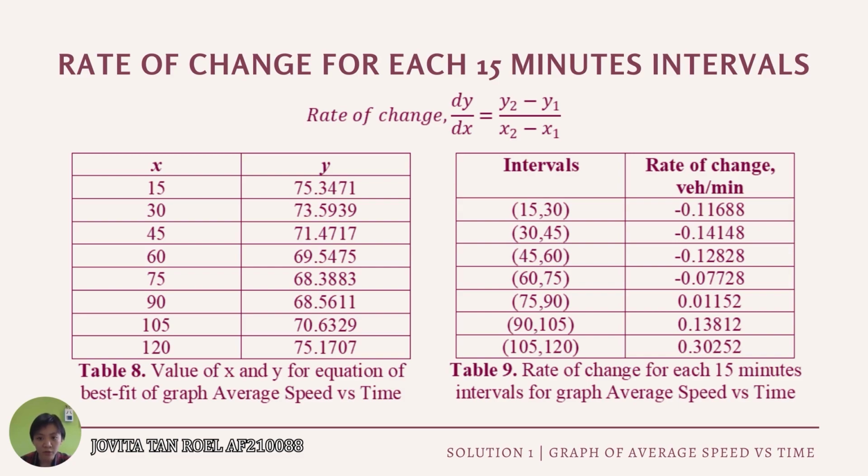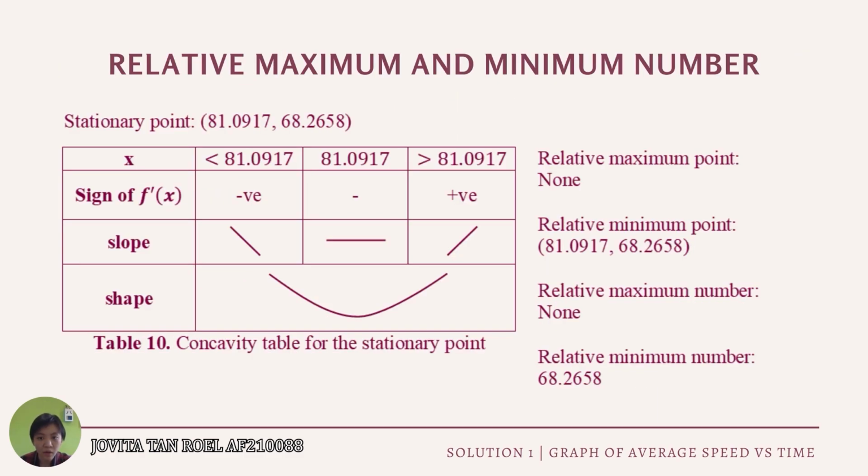Next, we calculate the rate of change of each 15-minute interval, using the same formula of rate of change, and the result is shown in table 9. From the concavity table, the stationary point is a relative minimum point. Therefore, the relative minimum number is 68.2658 and there is no relative maximum number.